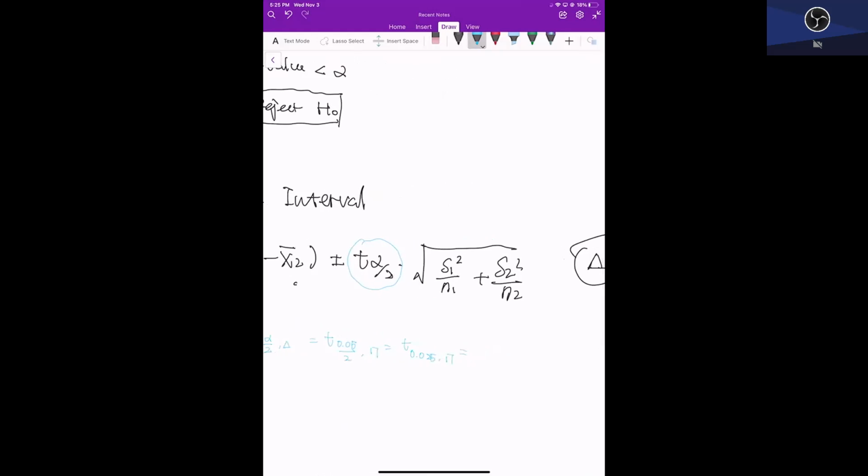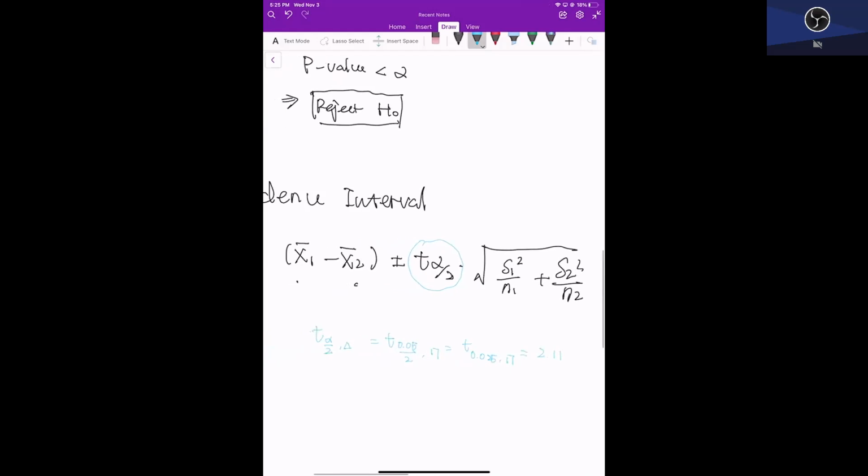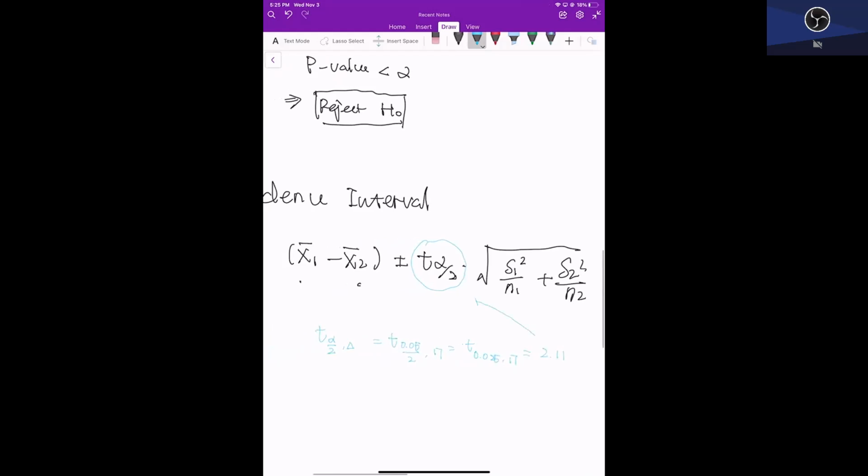Now we could use the table. I've checked it out. I don't want to switch the screen again, but what we've got for this one should be 2.11. You're welcome to check it. So 2.11 is your t-score. You're going to plug this inside, and everything else stays the same. So basically, just plug every number you've got into the formula, and this plus or minus gives you the left side point and the right side point, and hence you will get a confidence interval.